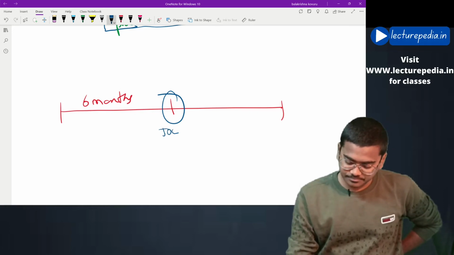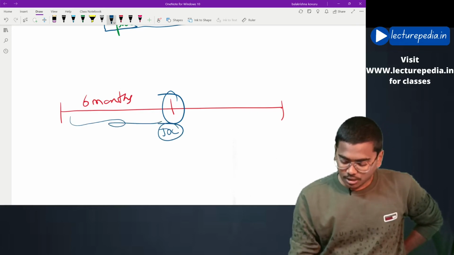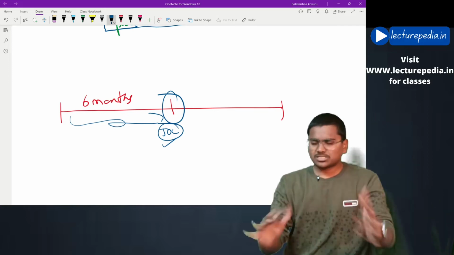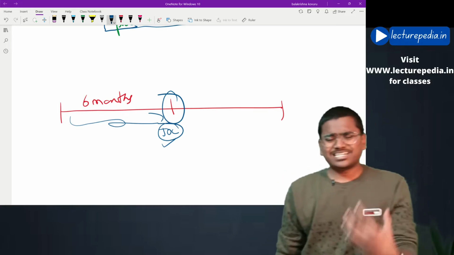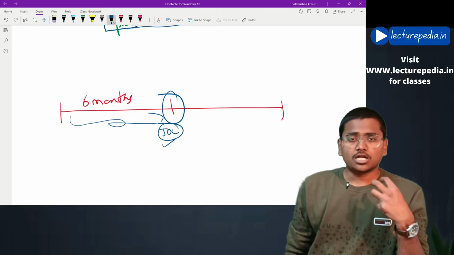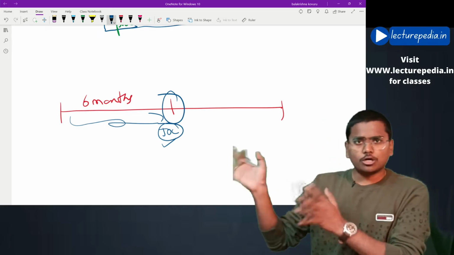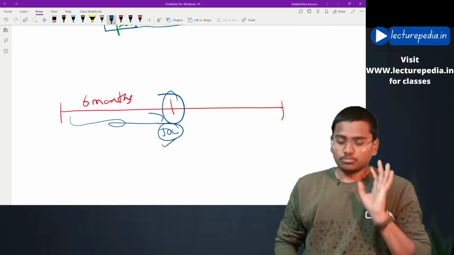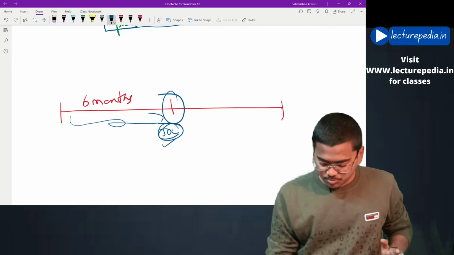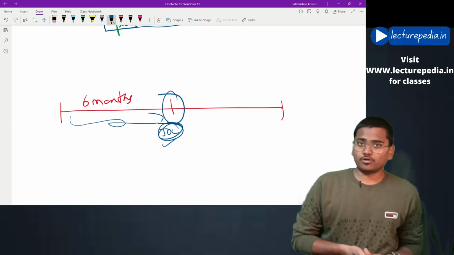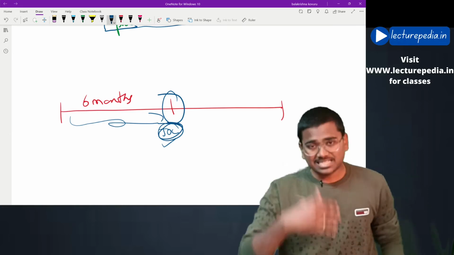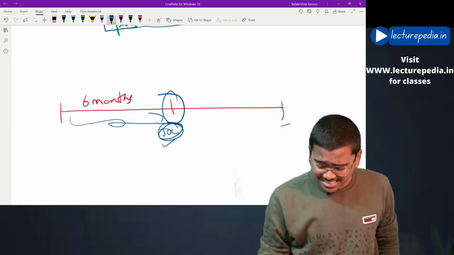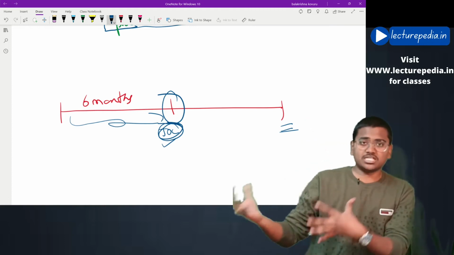The auditor has performed test of controls, and based on test of controls he would have determined whether the controls are operating effectively or not operating effectively. Whatever the decision, the auditor might have come to a decision at this point after 6 months by performing test of controls. Now at the end of the year, again the auditor comes for performing the audit.